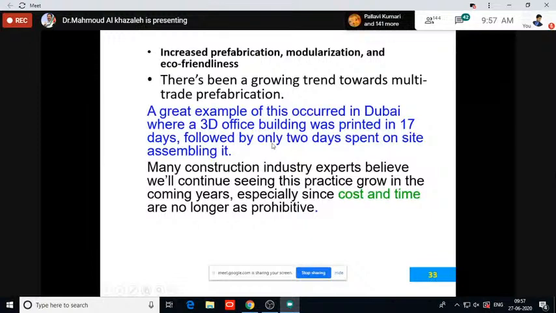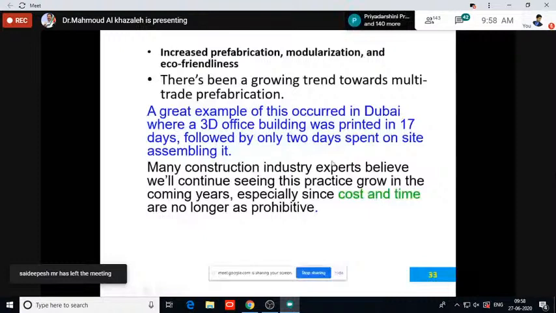There has been a growing trend towards multi-trade prefabrication. With such prefabrication, from time to time a new industry or a new company is established, and they have a huge industry in prefabrication. A great example is in Dubai, where a 3D-printed office building was printed in 17 days. There are many such things around the world, and it will reduce time too. And if it is expensive now, after some time it will go to less cost.